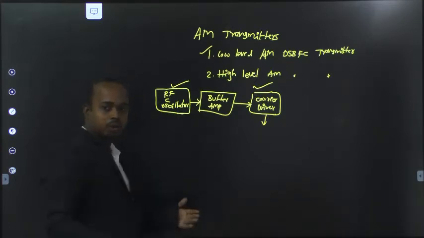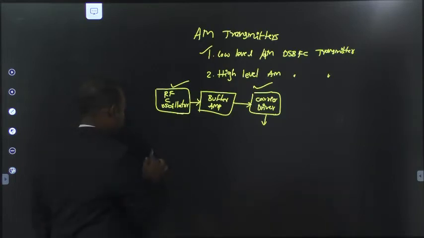Now we are able to generate the modulating signal. For that we have to consider four blocks. The first block is the modulating signal or source. This one we are assigning to the band pass filter.